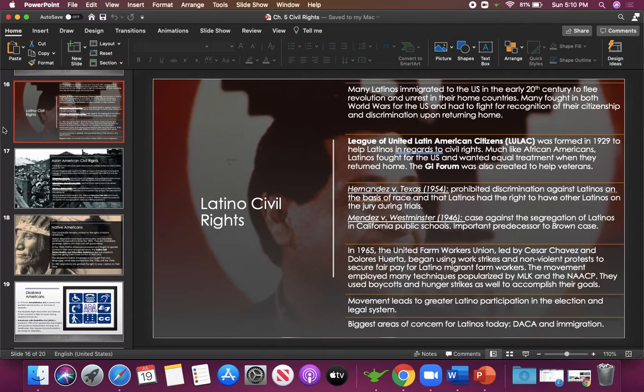A couple of important court cases having to do with Latino civil rights. Hernandez versus Texas essentially prohibited discrimination against Latinos on the basis of race, in that Latinos have the right to have other Latinos on their jury during their trial. So what was happening all across the country, and especially in the South, was when a person of color would go on trial, they would be tried by a jury of all white citizens.